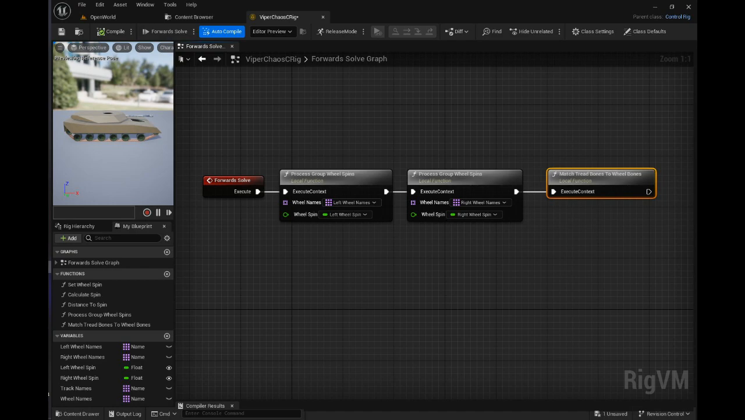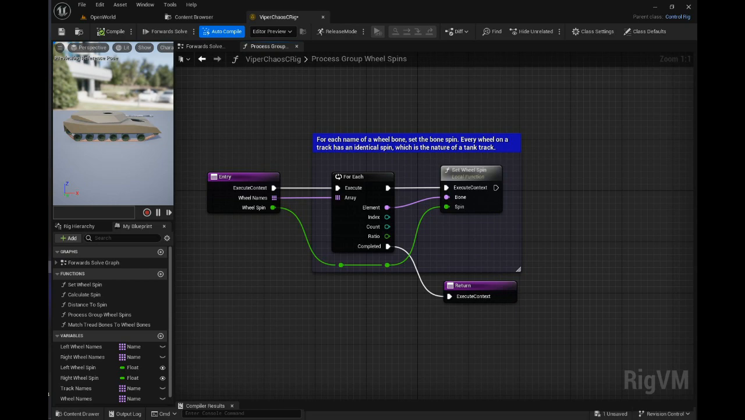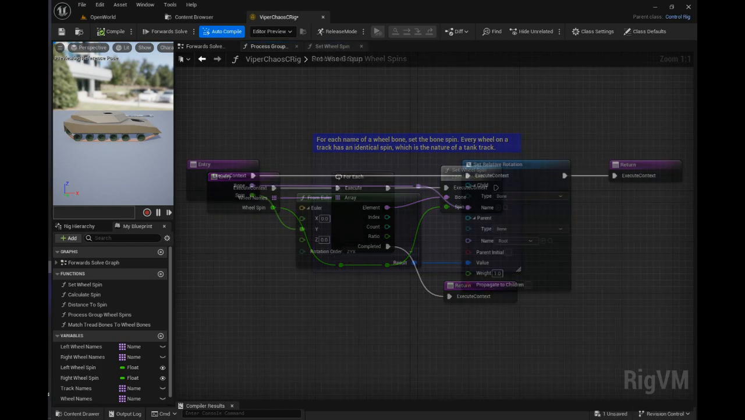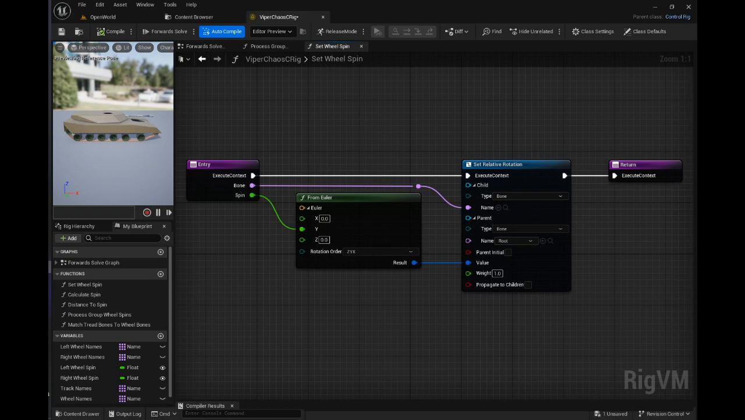Going back to the control rig, let's take a look at the process group wheel spin. We call this once for the left side and then once for the right side. What it does is it takes a collection of wheels for one side and the spin to apply to each of them, and it calls set wheel spin for each one at a time. This function, all it does is it sets the rotation of the wheel bone. So they all have the same rotation. They're all in sync with each other and with the track.